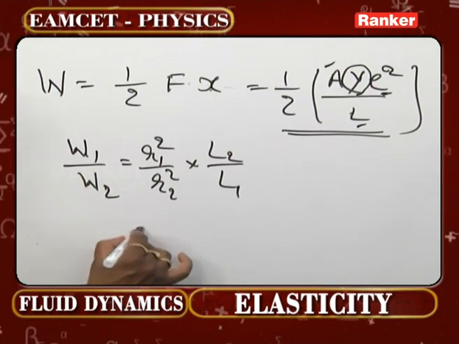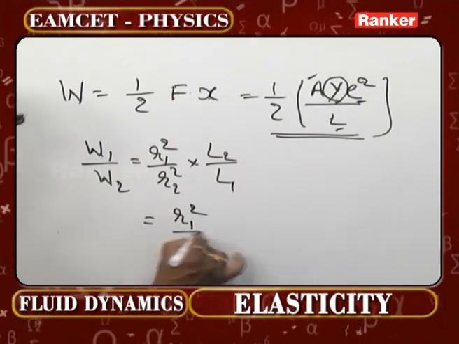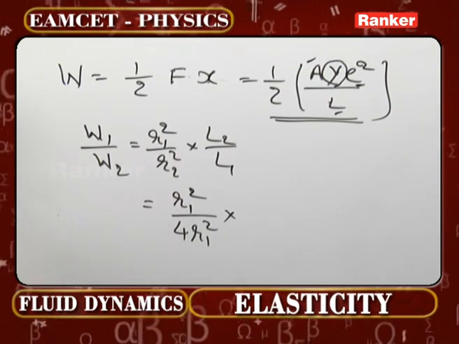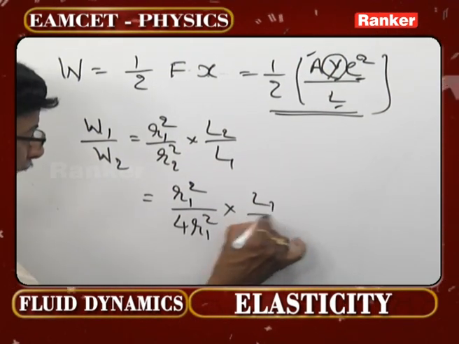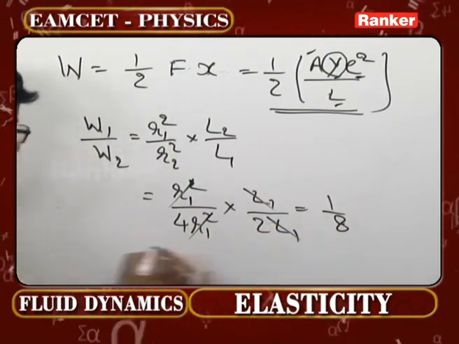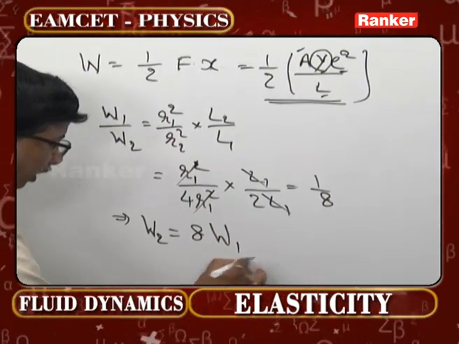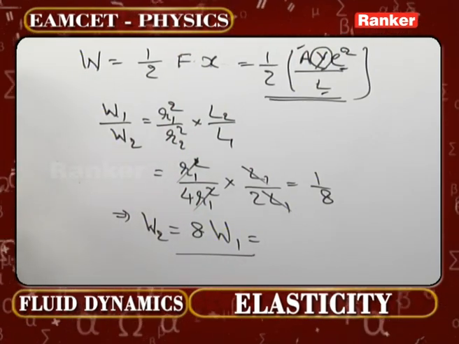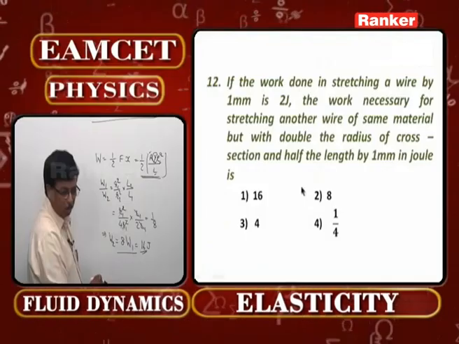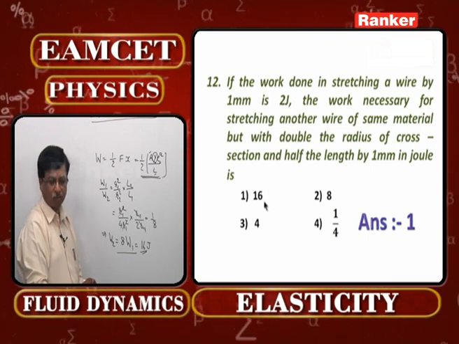That is the formula. What is double the radius of cross section he has given? Therefore, this R1 square by 4R1 square you write. And what about the length there, please? Made half he said. So L1 by 2L1 you write. Cut these two, you are getting 1 by 8. Then what will be the value of W2, please? 8 times W1. What is W1 mentioned in the problem? It is 2. Then automatically 16 joule must now be the corresponding option for us. That means the very first option is going to be the correct answer for this question number 12.